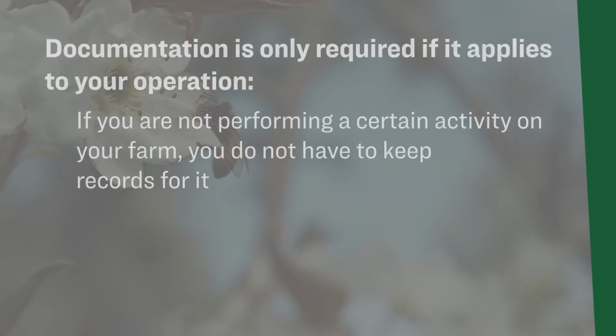There are 9 different records required under the Agricultural Water Records portion of the rule. Documentation is only required if it applies to your operation, meaning if you are not performing a certain activity on your farm, you do not have to keep records for it.